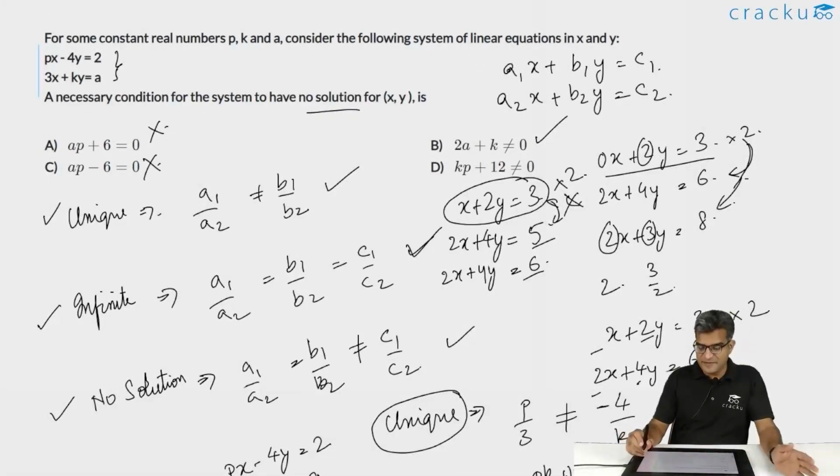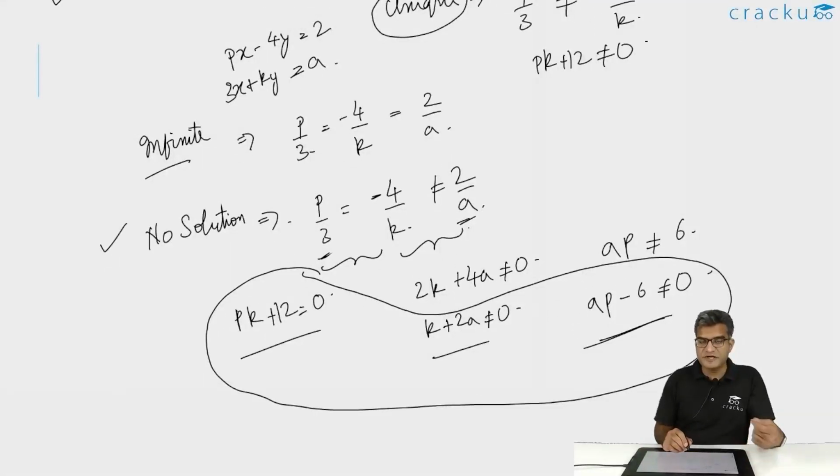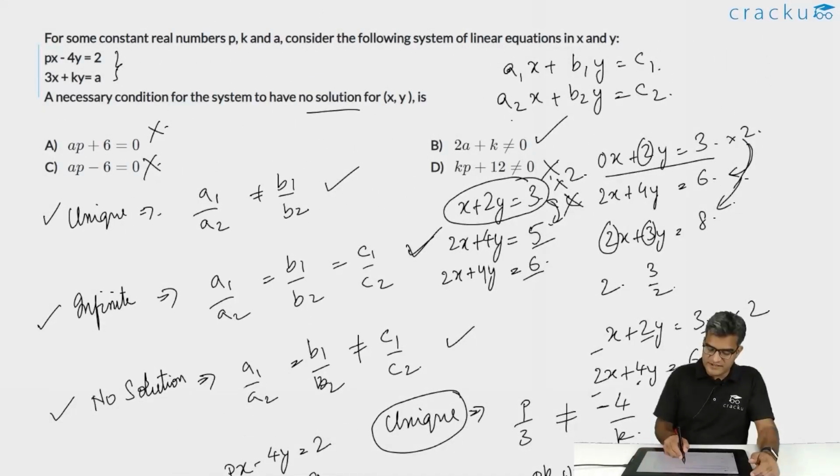Option D is kp plus 12 is not equal to 0. Here we are saying kp plus 12 should be equal to 0. That is a necessary condition. So this also is not the answer. The only answer is option B.